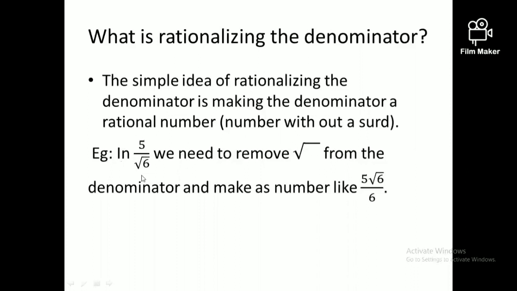Then making this fraction into a form where the denominator is a rational number, where you can get the answer without a square root, that is called rationalizing the denominator. Simply, if I explain this rationalizing process, you get a fraction with a denominator with a square root or a cubic root itself. We convert it into a form without any root expression in the denominator. That is the simple idea of rationalizing the denominator.